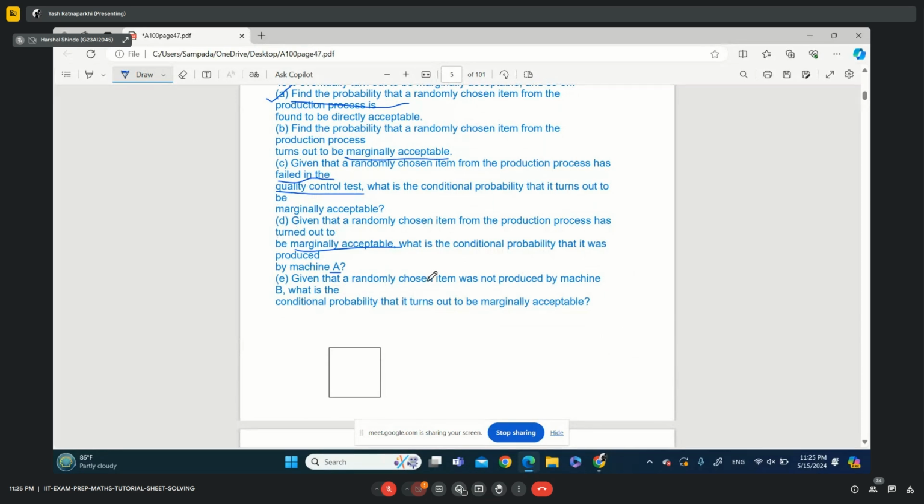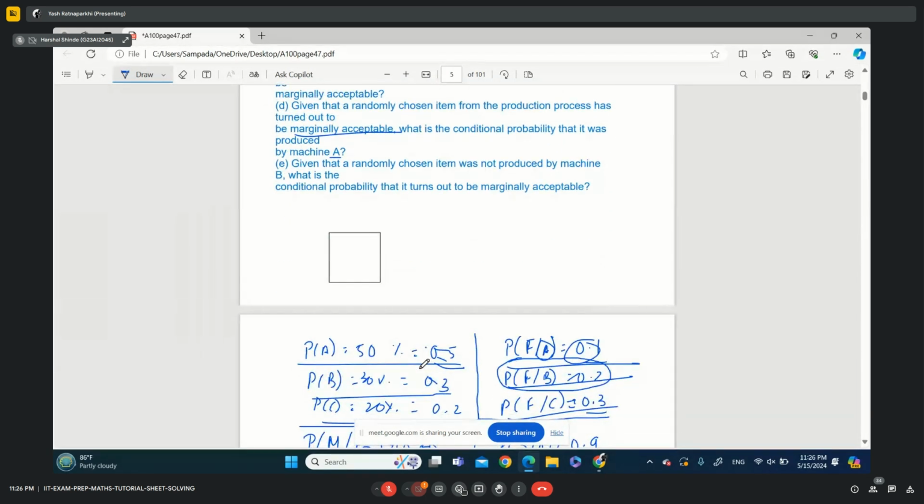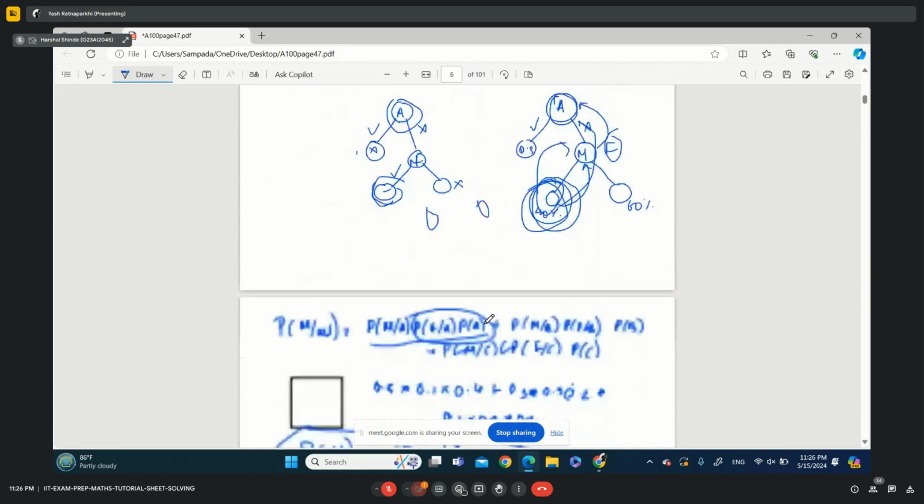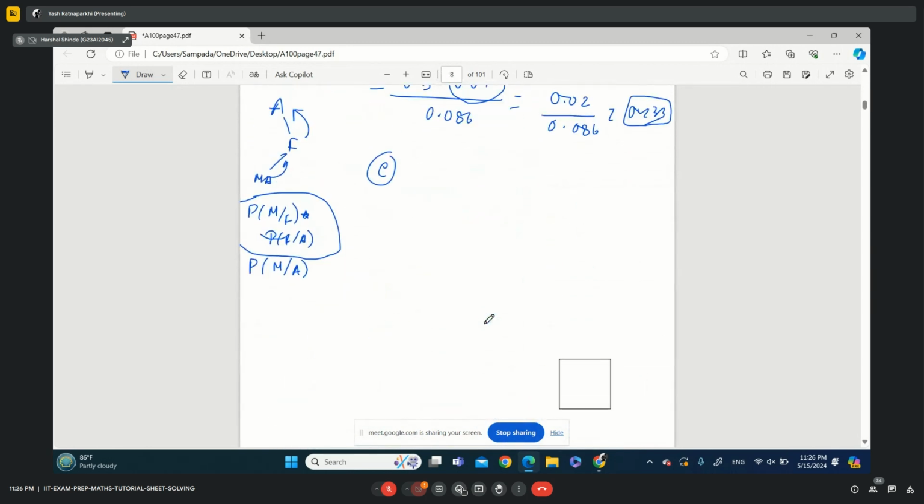Given that a randomly chosen item was not produced by machine B, what is the conditional probability that it turns out to be marginally acceptable? This one is a bit complementary. It is asking that it is not produced by B, what is the conditional probability that it turns out to be marginally accepted? So I will write what is written. I'll write it is marginally accepted given that it is not of B, because it is not produced by B. What I need to find is the probability of marginal acceptance given it is B complement.